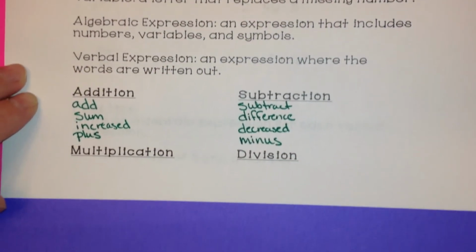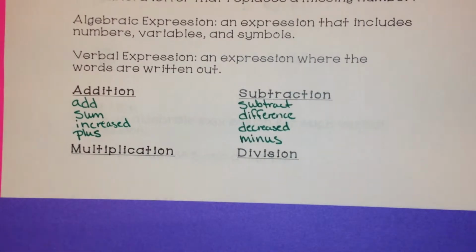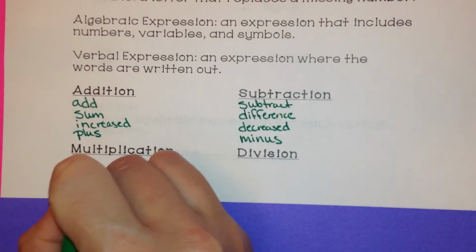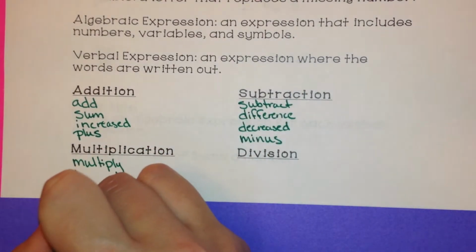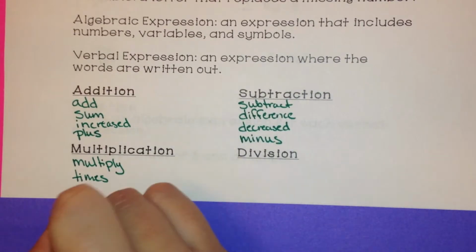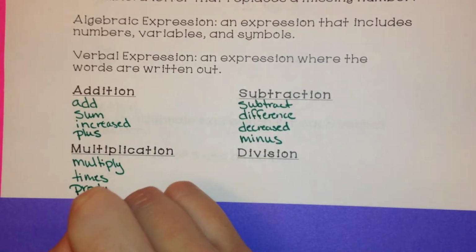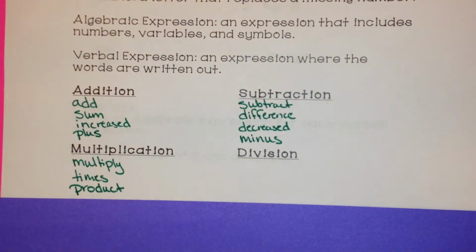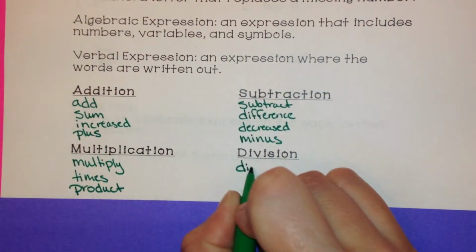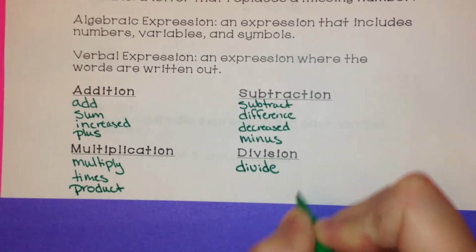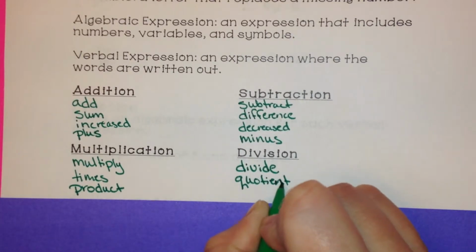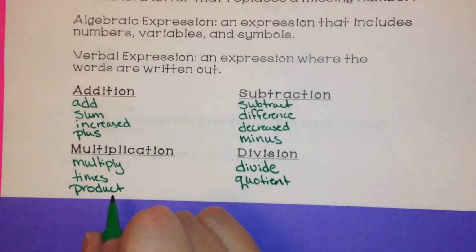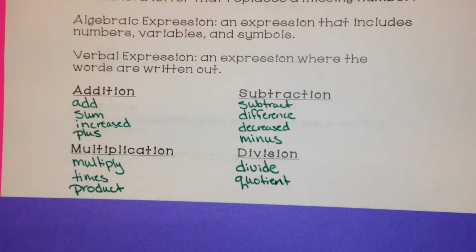Okay, for multiplication and division, some multiplication words are, you can just say multiply, you can say times, or you can say product. Okay, for division, you can say divide, say quotient. Remember, quotient is the answer to a division problem, just like product is the answer to a multiplication problem. If you can think of more examples, you can go ahead and write them down.